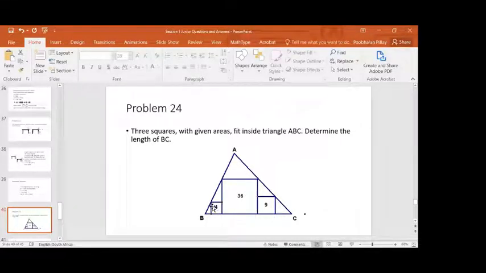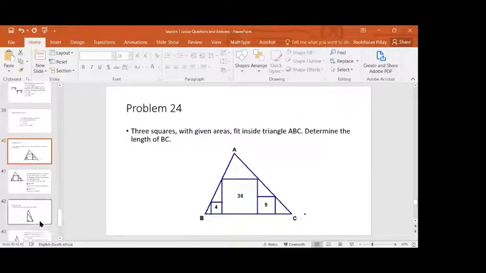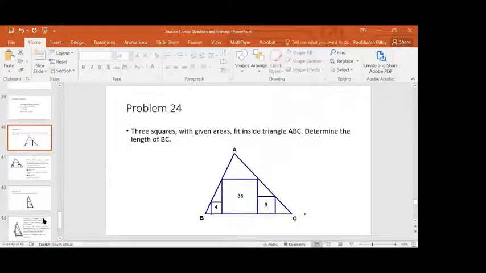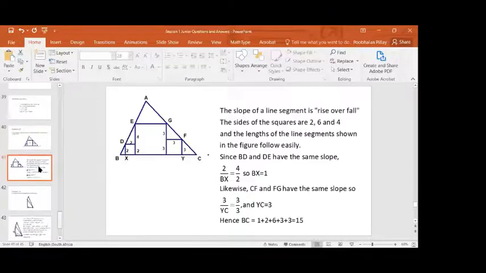The areas are given. The area of the square here is 4, area of this is 36, and the area of this is 9. What I'm going to do is, to save time, I'll go straight to my solution and I will tell you what the solution is. I'm not going to work it out because it will take a long time to draw these diagrams. So I'm going to show you the solution and we'll just discuss the solution.